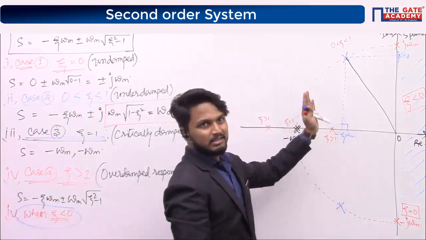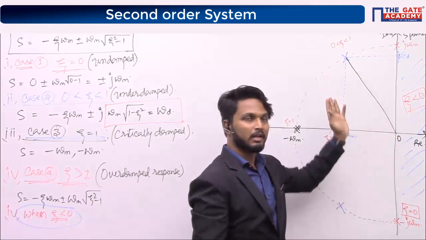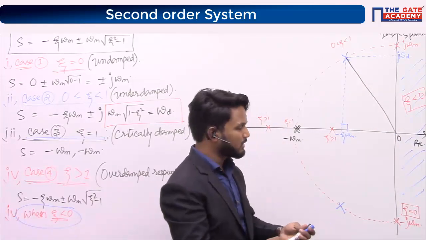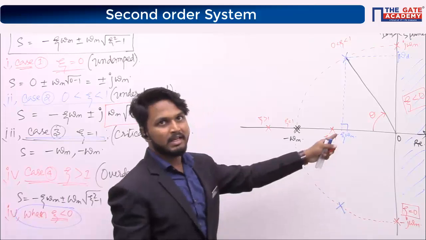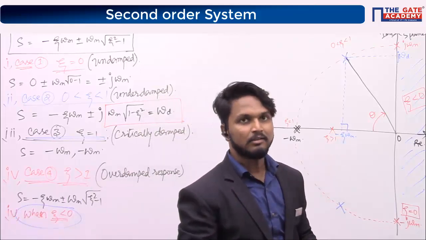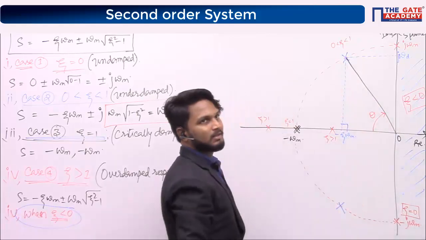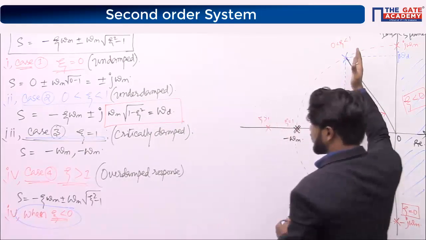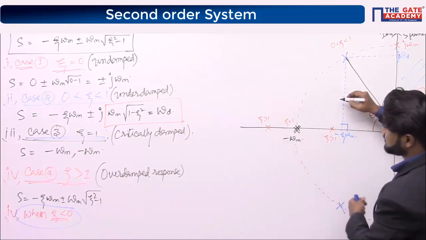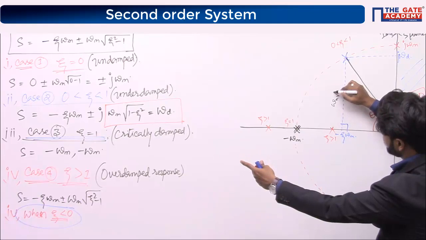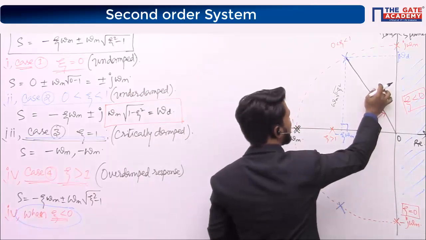See here, let us say when zeta is between 0 and 1, we have this particular right angle triangle, and let us call this angle theta. Can you tell me what is cos theta here? What is the length of the vertical side? The length of the vertical side is omega d, where omega d is equal to omega n under root 1 minus zeta square. What is the length of this? The length of this is zeta omega n.